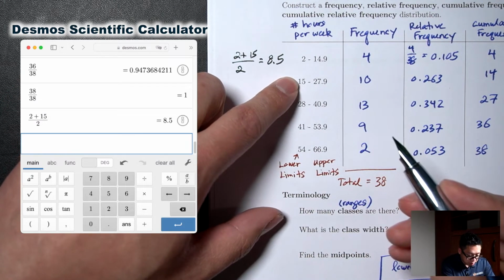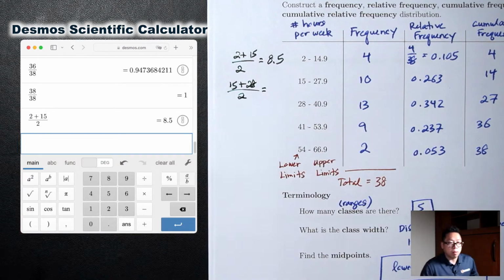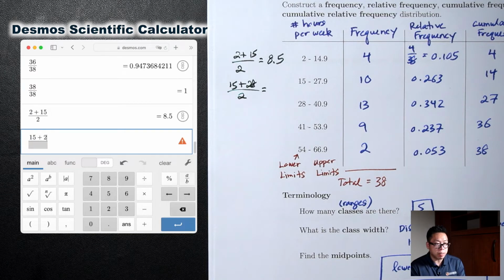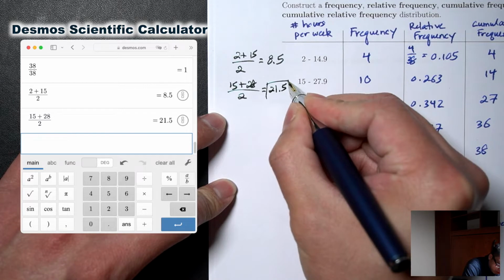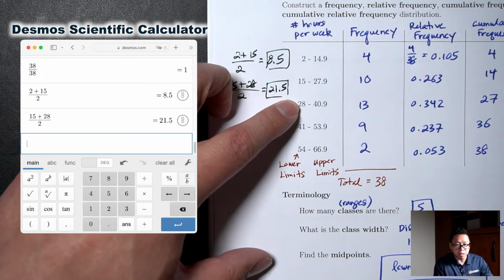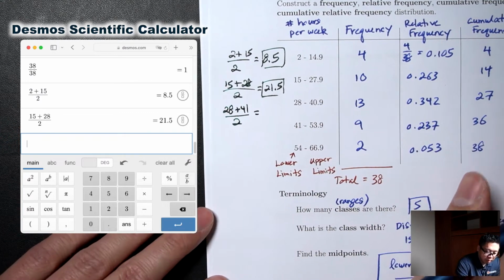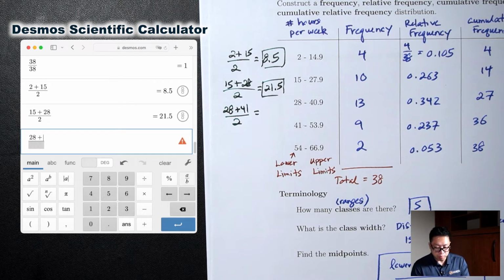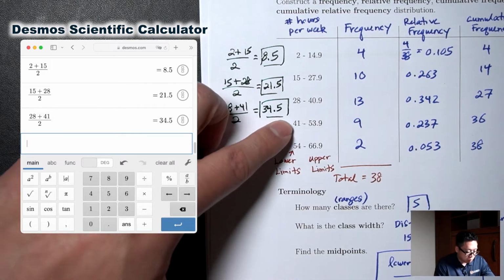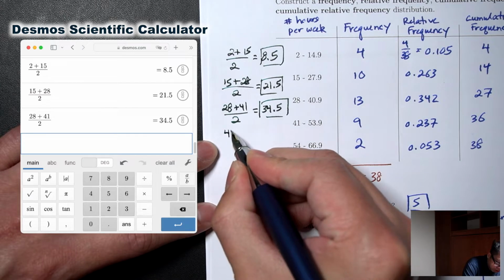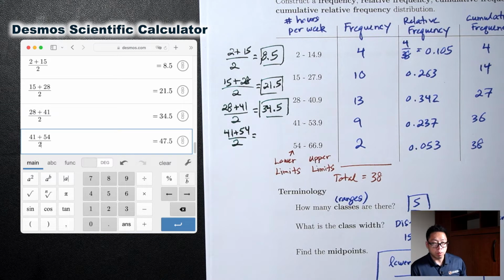The next midpoint is going to be 15 plus 28 divided by 2. So 15 plus the next lower, which is 28, divided by 2. All right, on my calculator, fraction up top, 15 plus 28, on the bottom, 2. 21.5. Next one, 28 plus the next lower, 41, divided by 2. So 28 plus 41 over 2. Okay, fraction up top, 28 plus 41 over 2. 34.5. Next one, 41 plus 54 divided by 2. Fraction, 41 plus 54 on top, 2 on the bottom, 47.5.